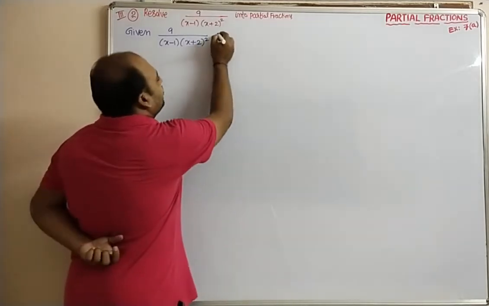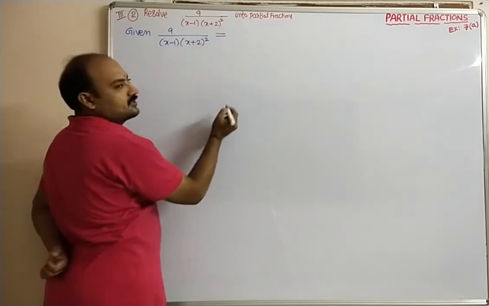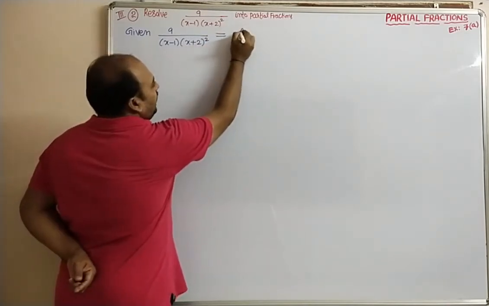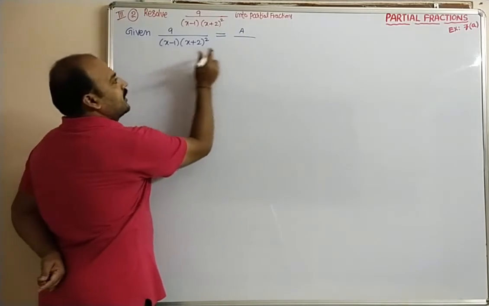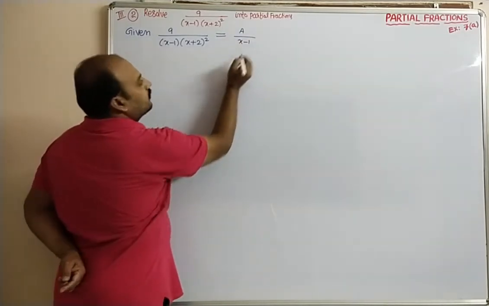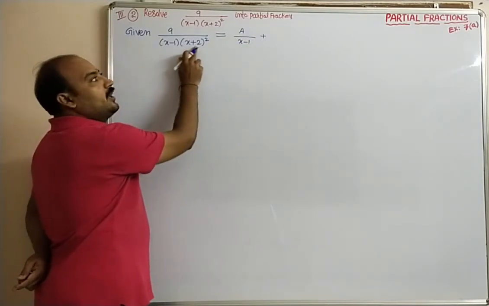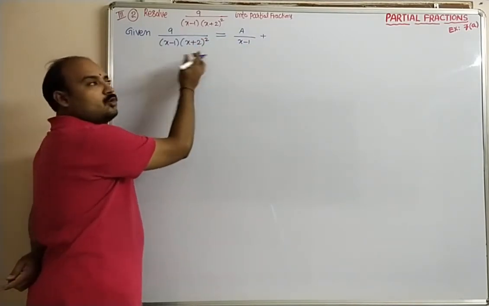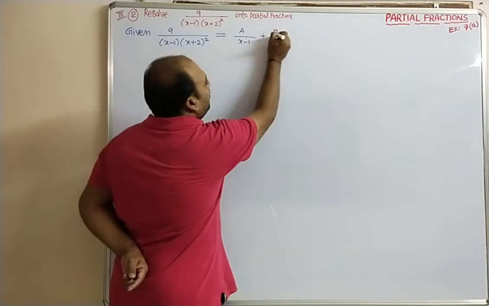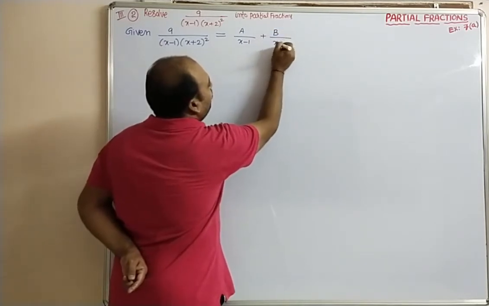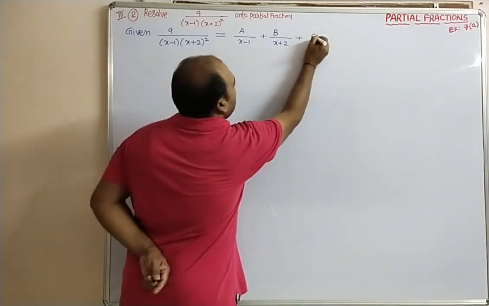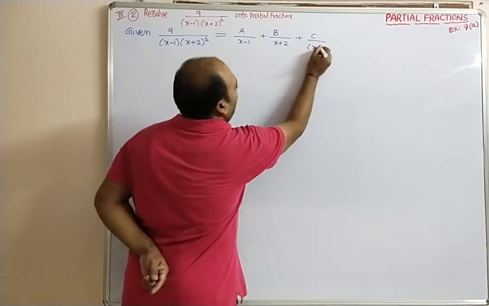So we can express it in partial fractions as capital A by the first factor x minus 1, plus capital B divided by x plus 2, the repeated factor. First time you have to write capital B by x plus 2, plus capital C by x plus 2 whole square.